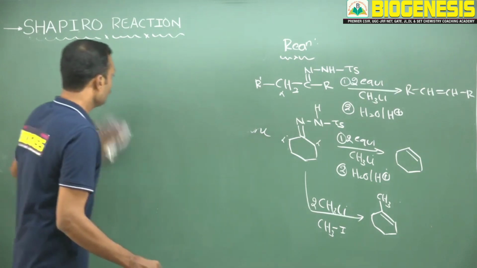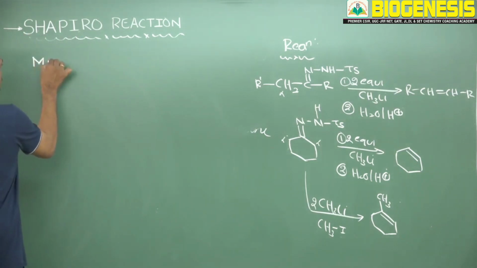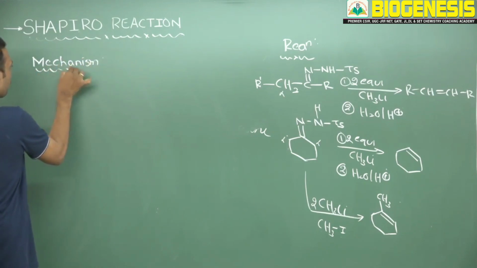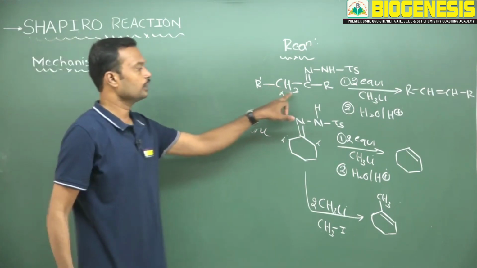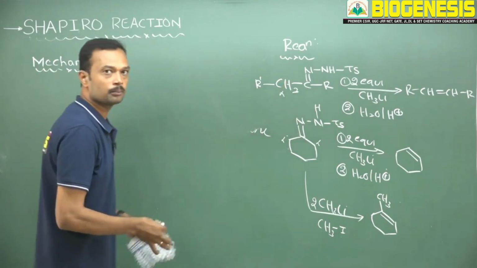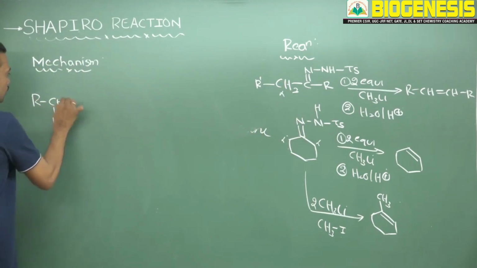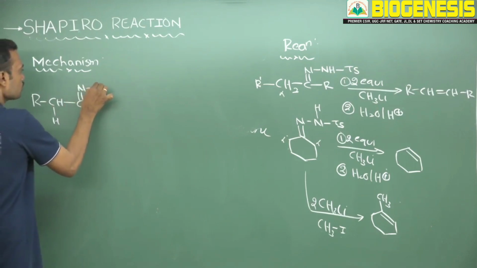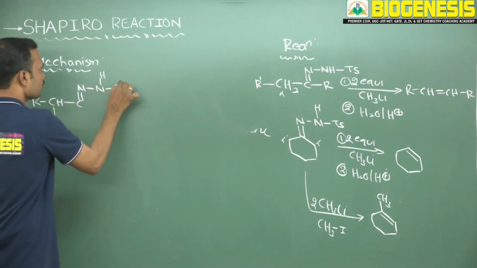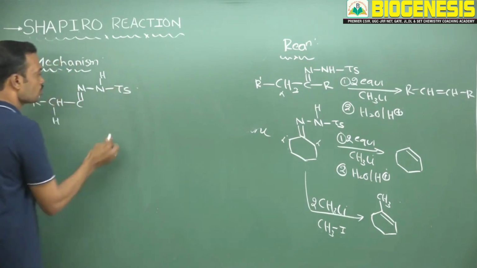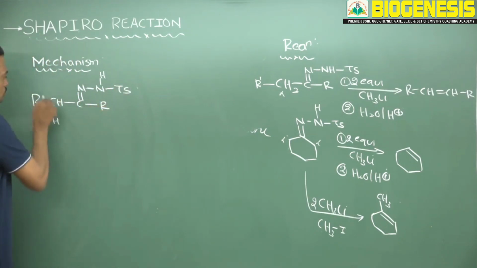Okay, so take a molecule. Definitely a minimum of 1 alpha hydrogen is required. Take a tosyl hydrazone, which requires a minimum of 1 alpha hydrogen. So I am taking this one: here carbon, nitrogen, here NH, and this is Ts, the tosyl group. I will explain what the actual structure of tosyl is. And this is R, and this is R dash.